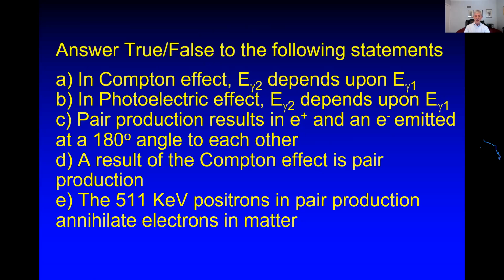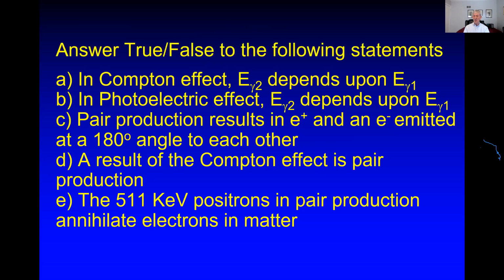How about B? In the photoelectric effect, E of gamma 2 depends upon E of gamma 1. True or false? False. Why is it false? It relies on the binding energy of the electron, right? Nope. It depends marginally on that, but no.